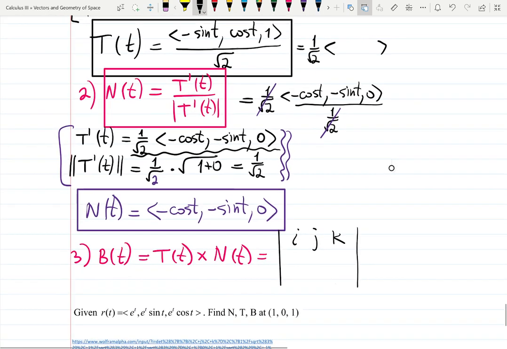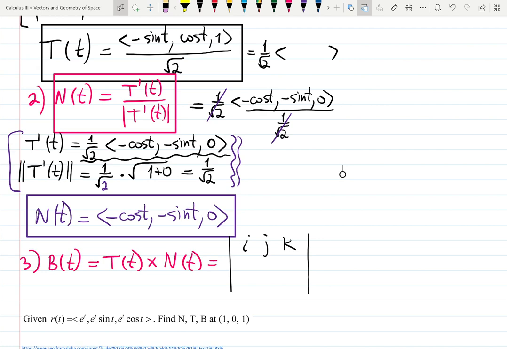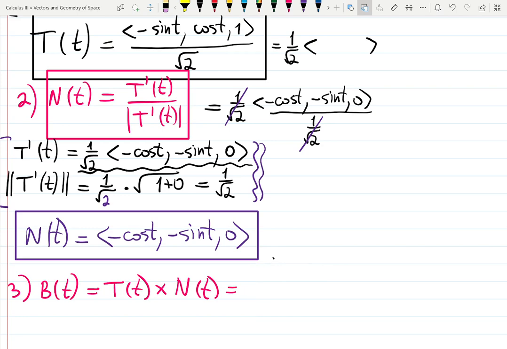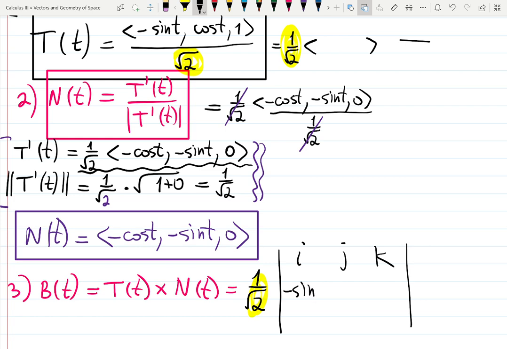What is T? Let's go back and see my box. You can kick out 1 over square root of 2, to be honest. That is a property of the matrix. But if it scares you, you can keep it in every place. So which one do you prefer? I'm not sure. Let's kick it out, yeah. 1 over square root of 2. I'm talking about this one. Then the matrix I, J, K. Then what was T? I'm looking at it over here. T is minus sine t, cosine t, and 1. And then we found n, here it is, minus cosine t, minus sine t, and 0.